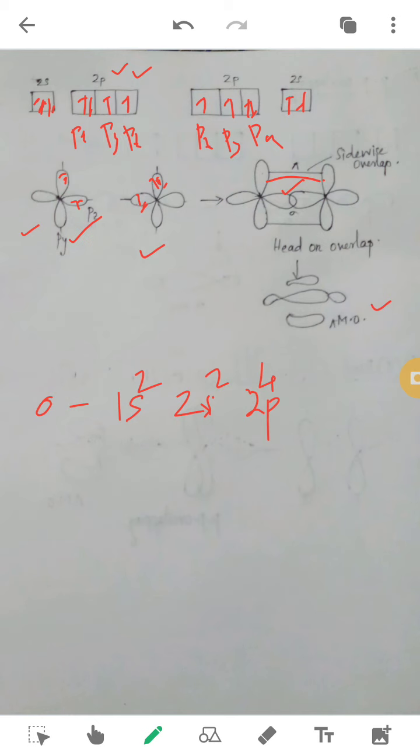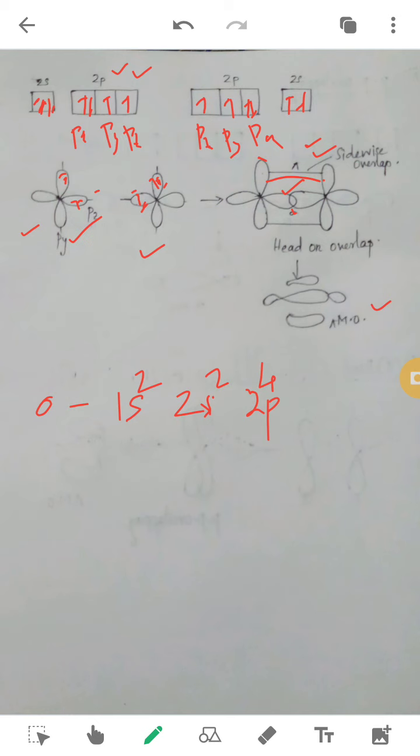Where there is no formation of a sigma bond, how can a pi bond come into play? Whenever it comes into play, you can see that there is a formation of a sigma bond first, because these two orbitals will come into play. They will overlap, and then there will be a sidewise overlapping of these two orbitals.